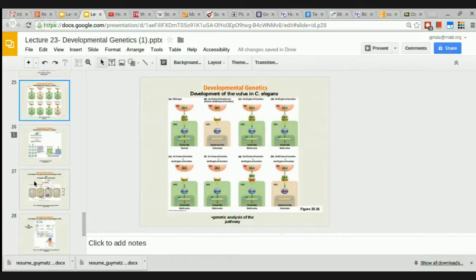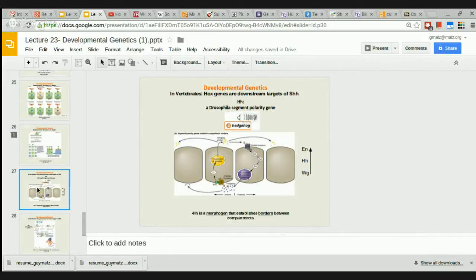Okay, that was a piece on hedgehog. Very interesting gene. This is a segment polarity gene, so that's between the pair-rule and homeotic genes. And this was a slide that I'm not going to quiz you on. I was just trying to illustrate how hedgehog works and how you could have feedback loops between groups of cells that allow the boundary between tissues to be made.